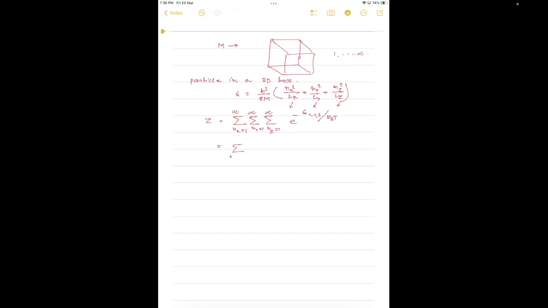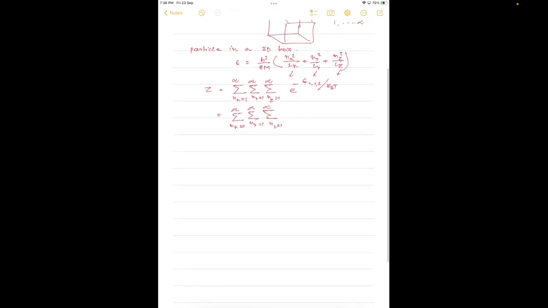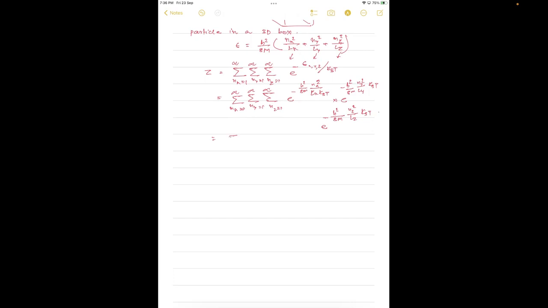So if we just do this, nx equal to 1 to infinity, ny equal to 1 to infinity, and nz equal to 1 to infinity, we can separate this. We can just write this term like h square divided by 8m nx square by Lx kBT, minus h square by 8m ny square by Ly kBT, and minus h square by 8m nz square by Lz kBT. So these are independent, so we can separate this whole term.